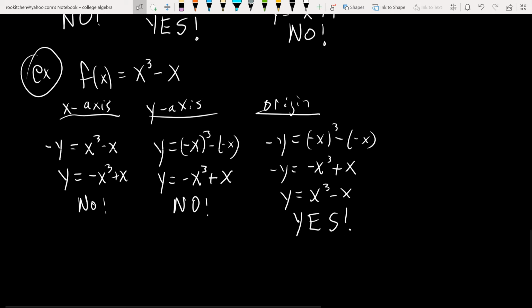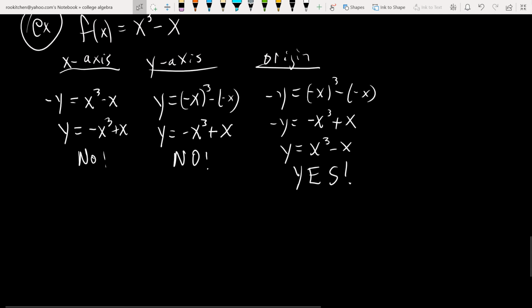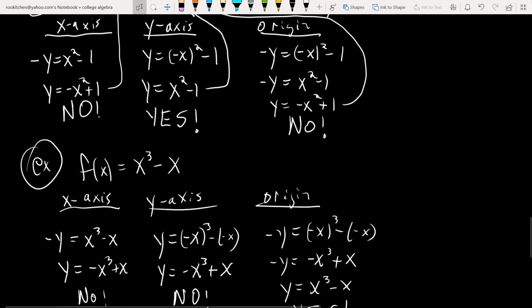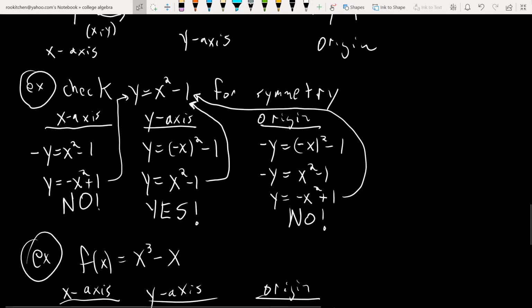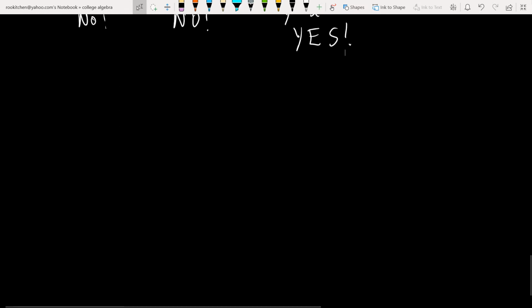So you're going to have to do these tests on the test. When I give you a test, I expect to see this. So don't just graph it and say, ooh, I think it has origin. No. You have to do these algebraic tests because in the real world, the graphs may lie, right? They may not be perfect, and we need perfection.